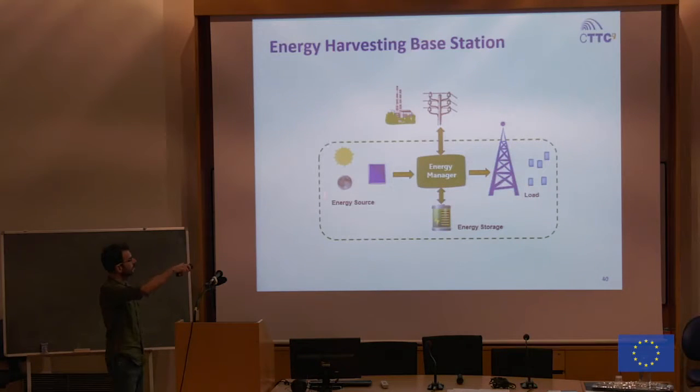So I put in this figure the energy harvesting base station. We have a solar panel, we have energy storage, we have the base station, of course, and there is this control entity that is deciding if the energy arriving from the solar panel has to be delivered to the load, or should be stored, or maybe should be sold to the power grid, or the other way around. We need more energy, and so we have to ask the power grid to give us some more energy.